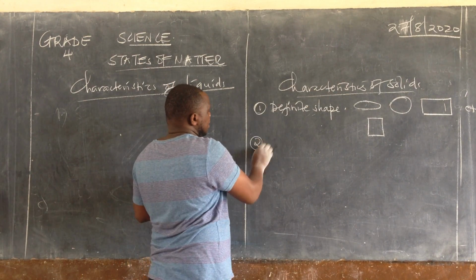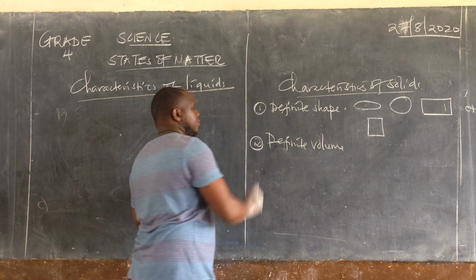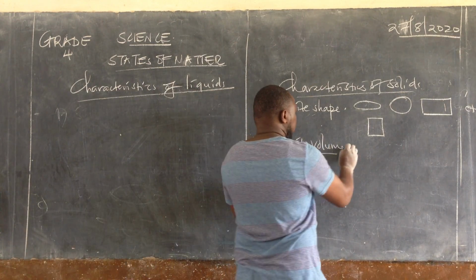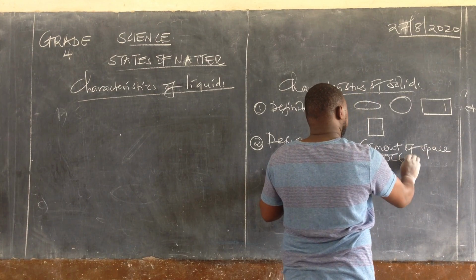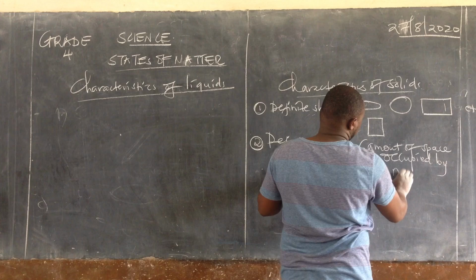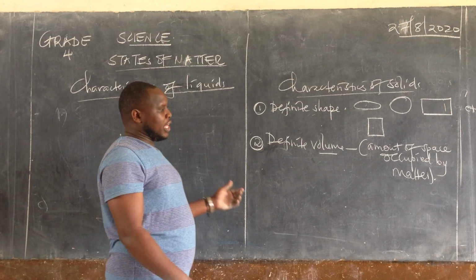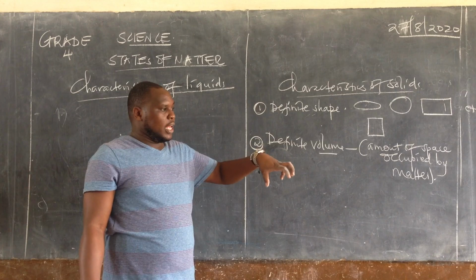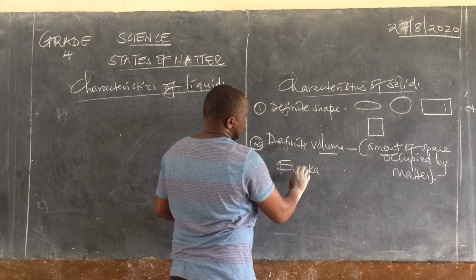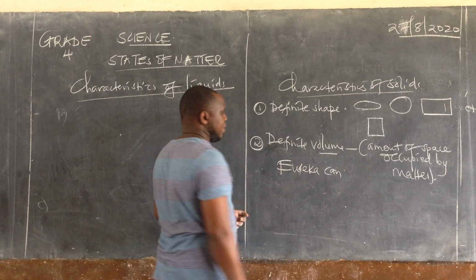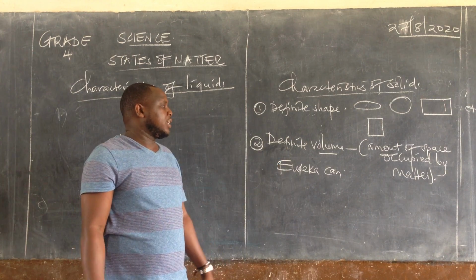We also say that solids have definite volume, and we say volume is the amount of space occupied by matter. The amount of space occupied by matter is going to be the same. We gave an example of a stone. When you lower a stone into a eureka can, the water that comes out of that eureka can is going to be equal to the space that is occupied by the stone.